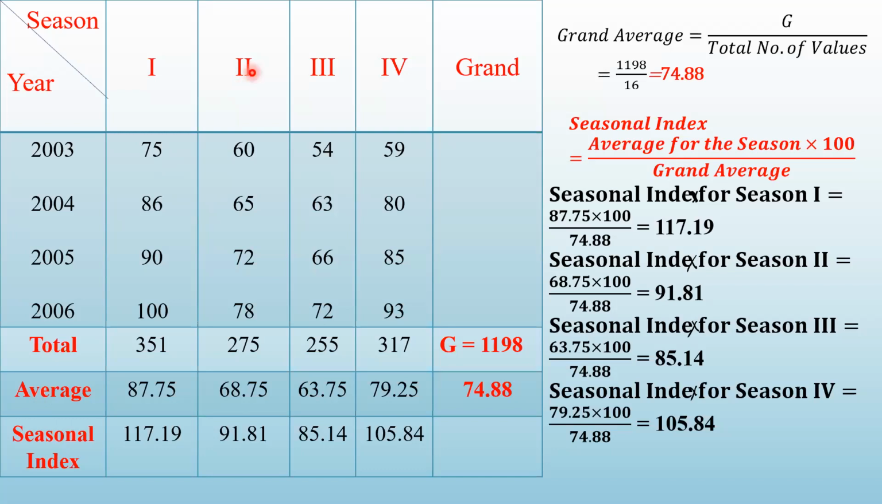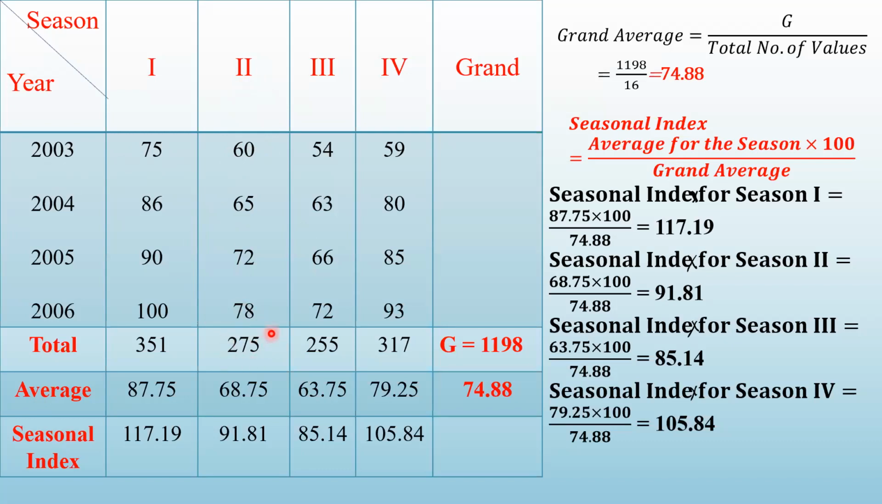Then the second season. The total for the second season, that means the sum of 60 plus 65 plus 72 plus 78, is 275.